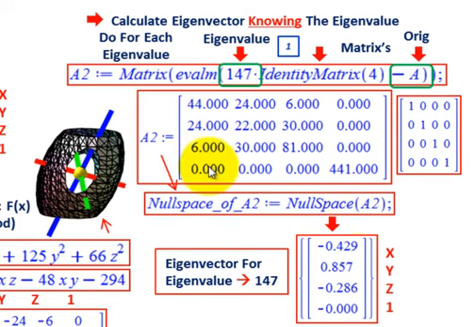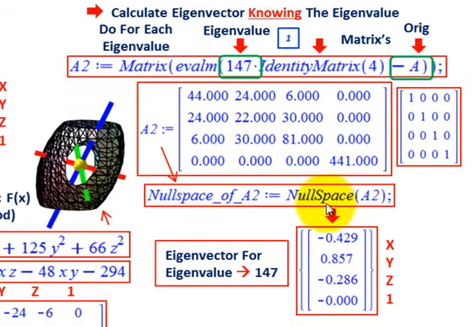You just take the null space of this matrix that we have here, the identity matrix times your eigenvalue, subtracted from your original matrix. And this function, the null space, is going to give you your x, y, and z terms, the eigenvectors, based on the eigenvalue here of 147. Eigenvalue here, 147. So that's the procedure we'd use.